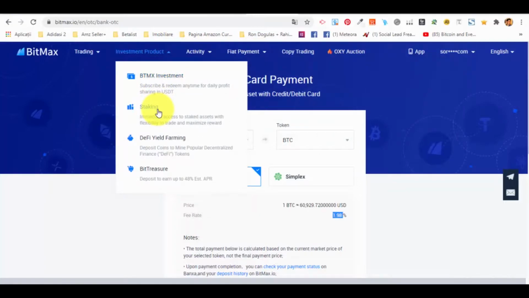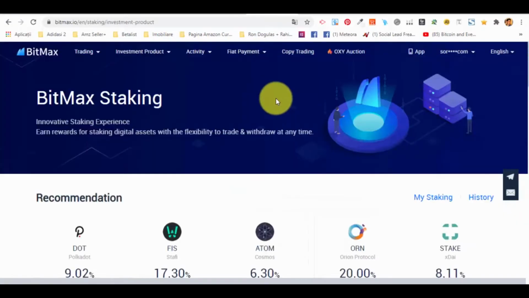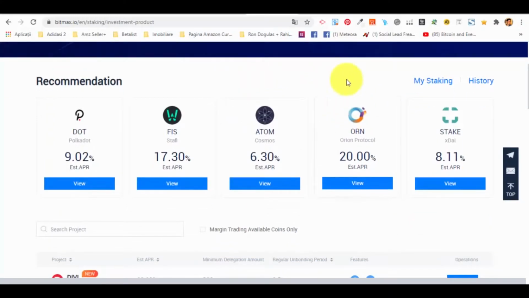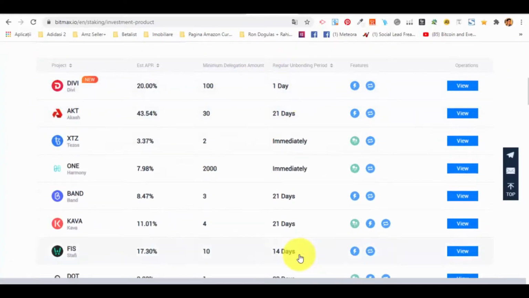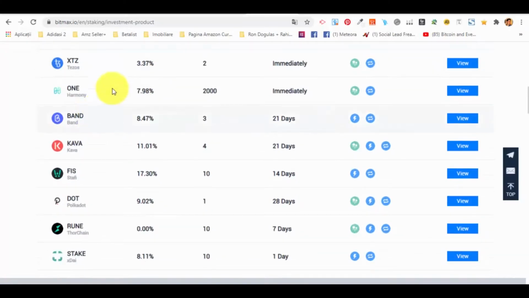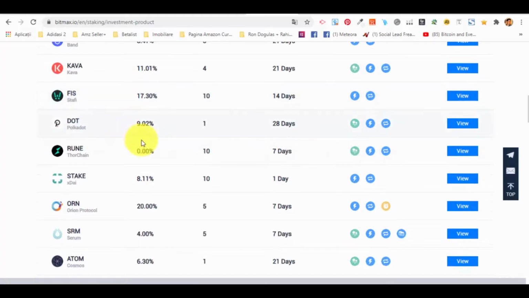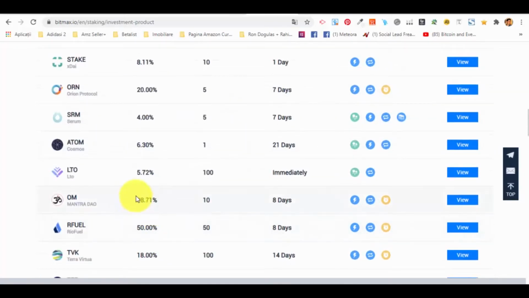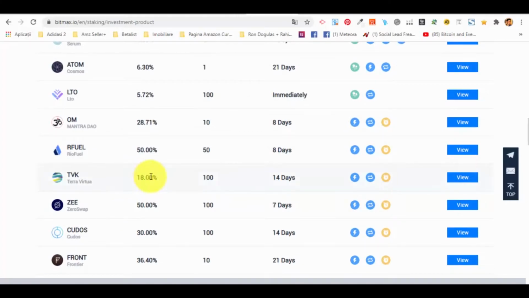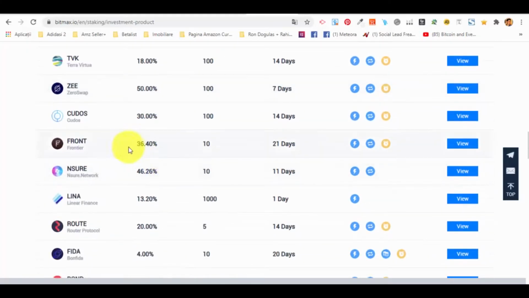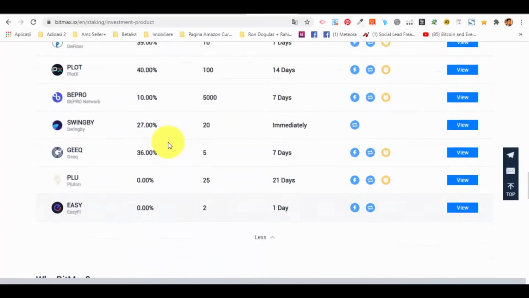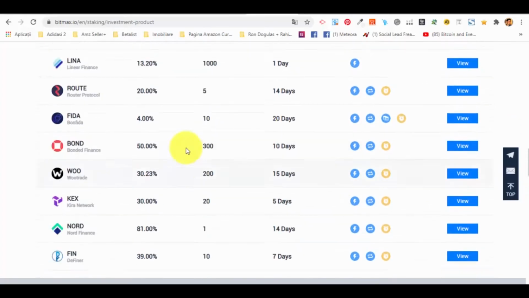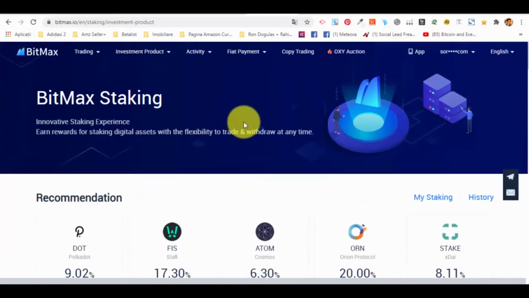is the staking. BitMax offers a very good staking program. They have plenty of opportunities here. As you can see, Polkadot is better, and if you scroll down you can see other projects as well. You can see they have many projects, and for some of them it's very good staking rewards. Very good. So just check it out. BitMax is one of the best for staking rewards. So that's about all with staking.